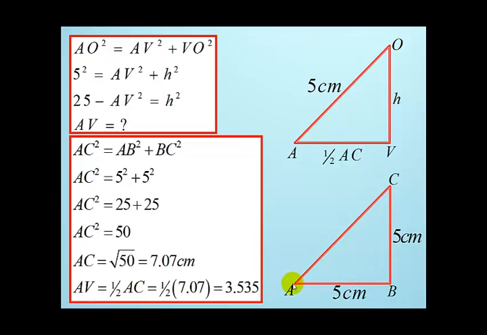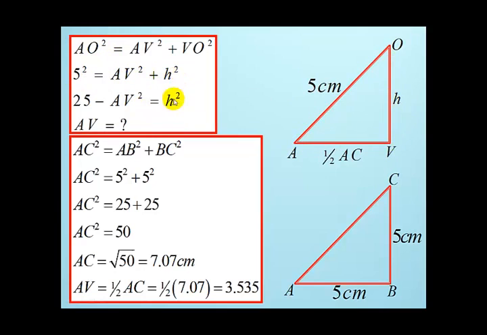Now triangle ABC is a right angle triangle with a 90 degrees angle at B. So from the Pythagoras theorem, AC square will be equal to AB square plus BC square. Now, let's first consider the triangle with the height as one of its sides. We have triangle OAV. OA is 5 centimeters, OV is H and AV is half AC. Now, it's a right angle triangle. So from the Pythagoras theorem, AO square is equal to AV square plus VO square. Now AO is 5, so we have 5 square equals AV square plus H square because VO is H.